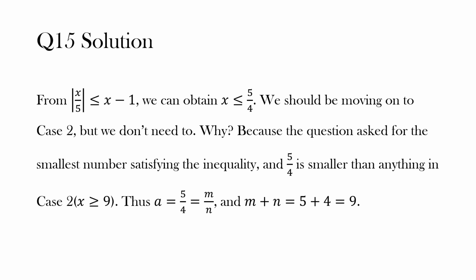Remember we put case 1, x less than 9. We don't actually need to move on to case 2. Why is this so? Because the question asks for the smallest number satisfying the inequality, and we already have one working number, 5 over 4, x less than or equal to 5 over 4, in the first case. So we don't have to bother, and a equals 5 over 4. So m plus n will be equal to 9.